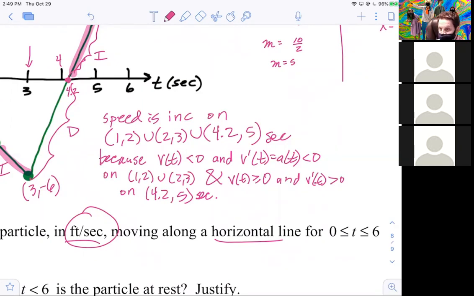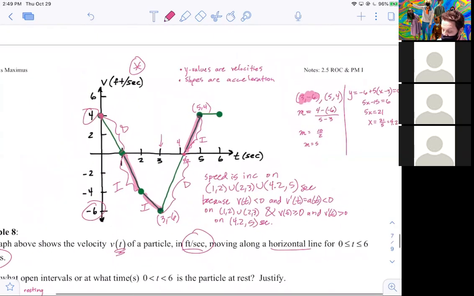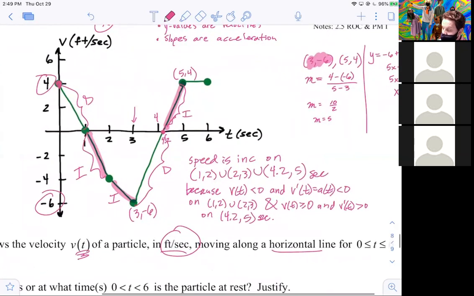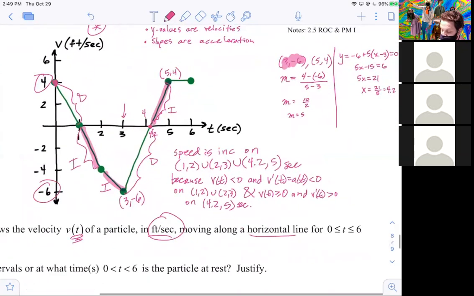Okay. And then we could do the decreasing. Do you want to write it out for the decreasing, or do you got it right? Yeah. Let's just say it. Who wants to say it?